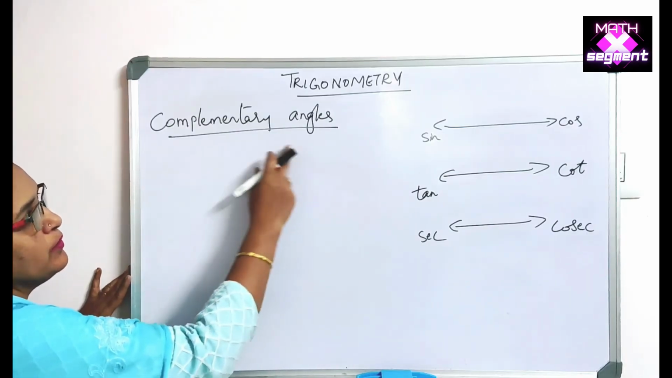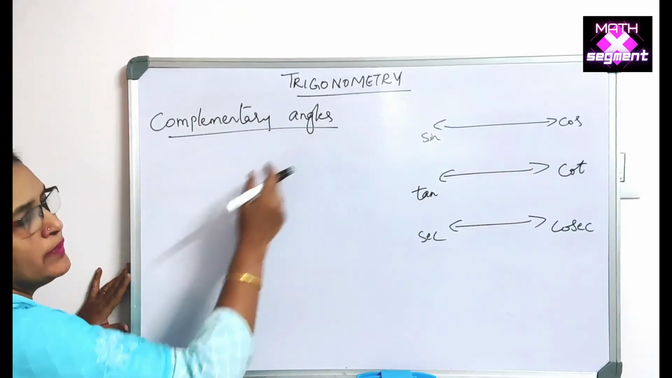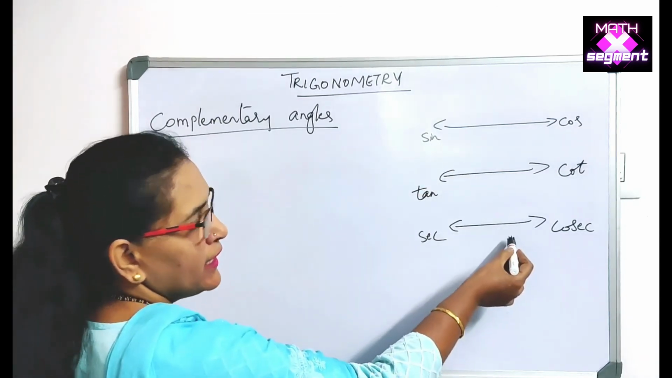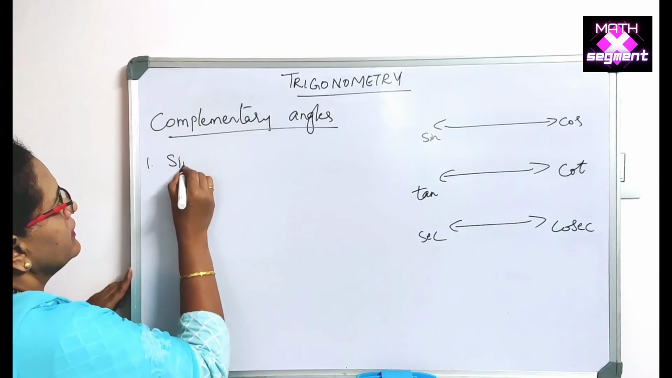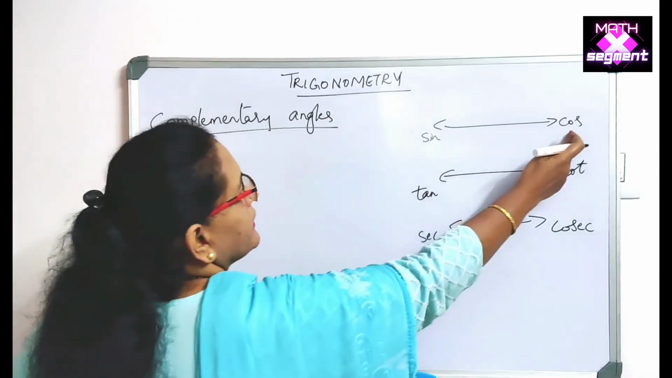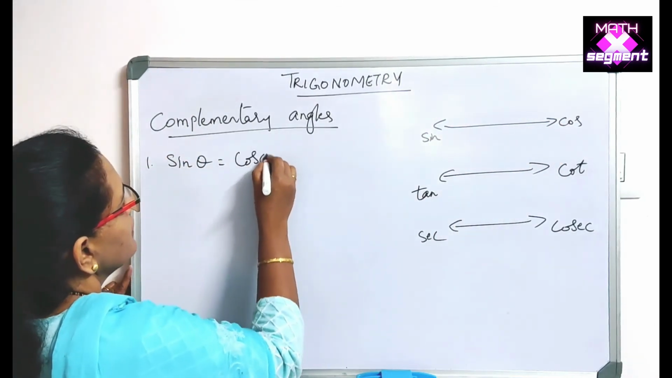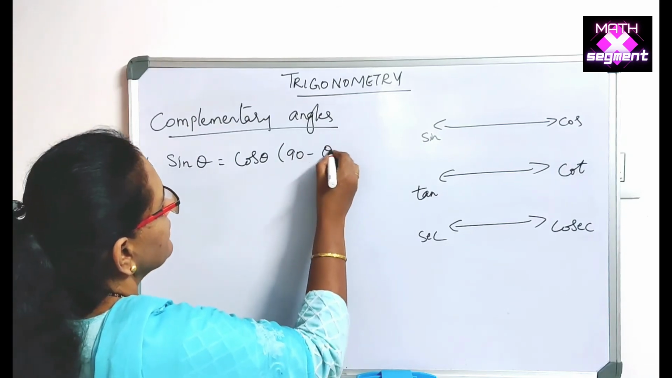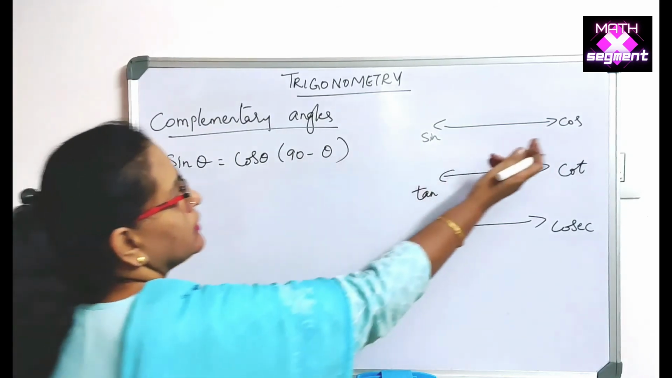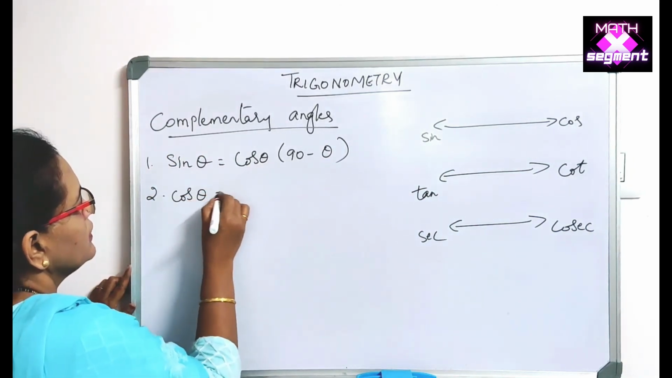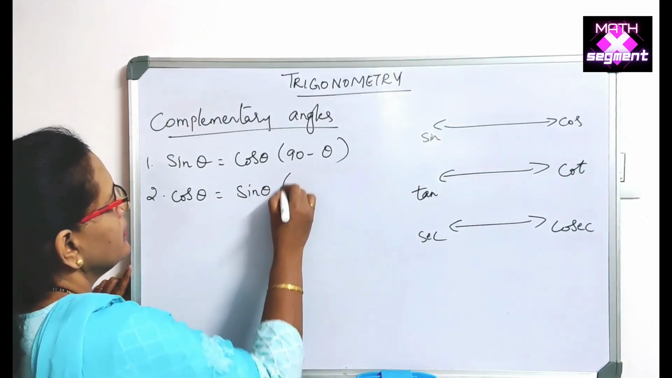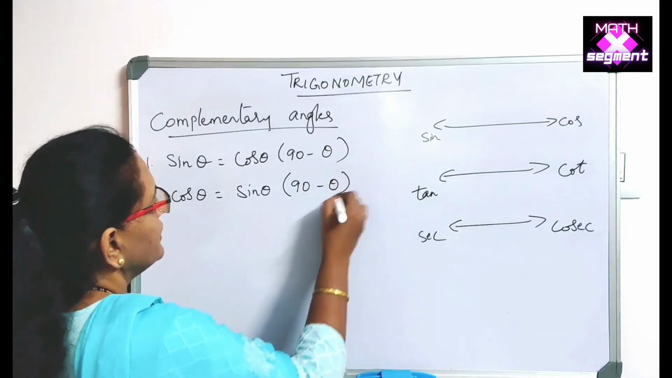Let's learn the last type of trigonometric ratio, that is complementary angles. So we can remember with the help of this figure. I can take the first one: sine theta is equal to, sine is what? Cos. So cos of 90 minus theta. Second one I can take in reverse. I'll take cos theta is equal to sine of 90 minus theta.